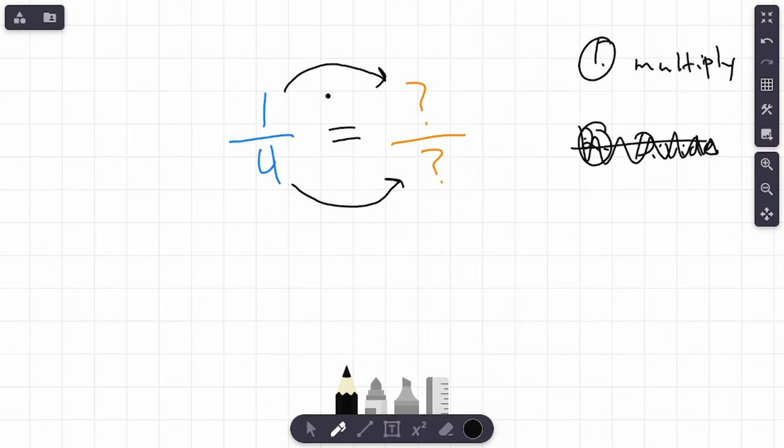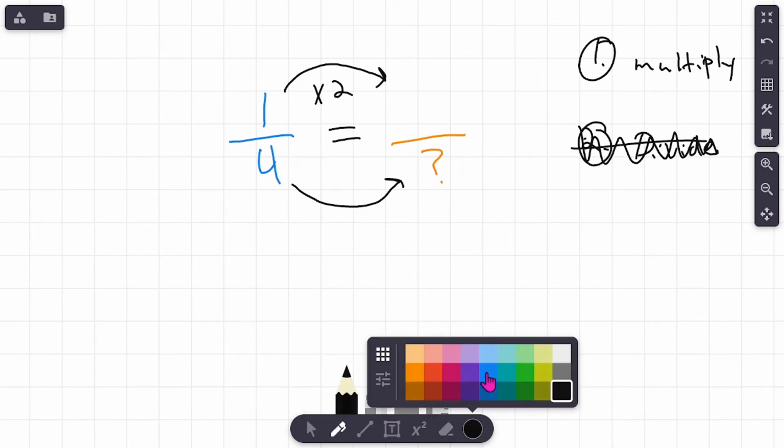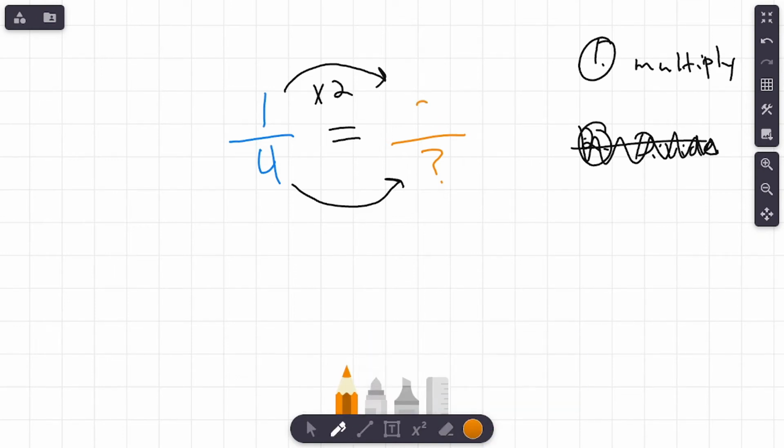On this first problem, I'm going to multiply by the number 2. Remember, you can multiply by any number that you choose. In this one, I'm going to go with 2. So what I'm going to do is multiply the numerator, 1 times 2, and 1 times 2 gives me 2.